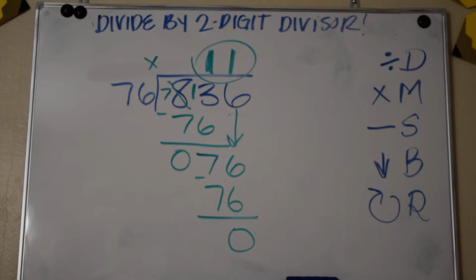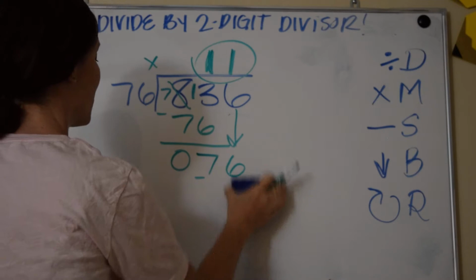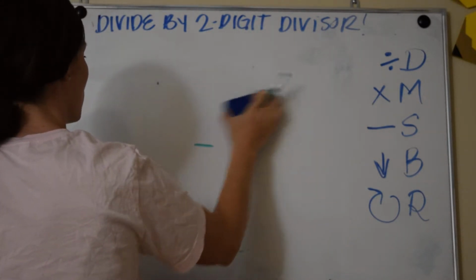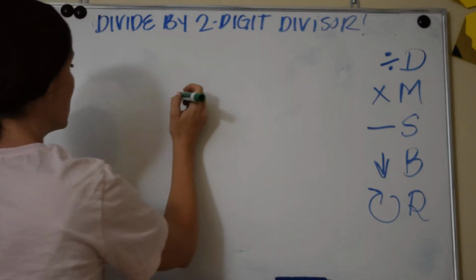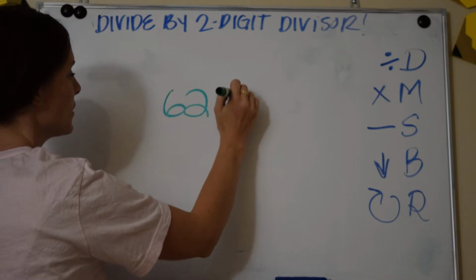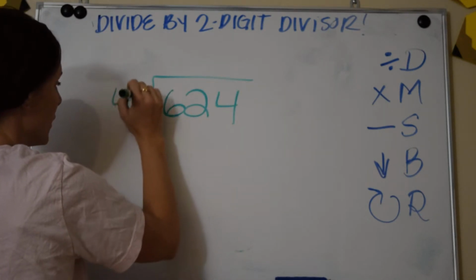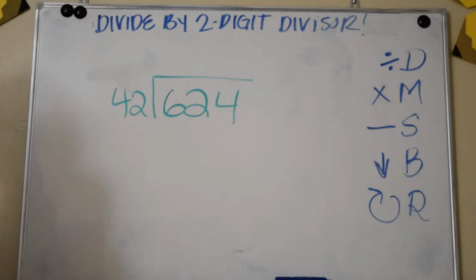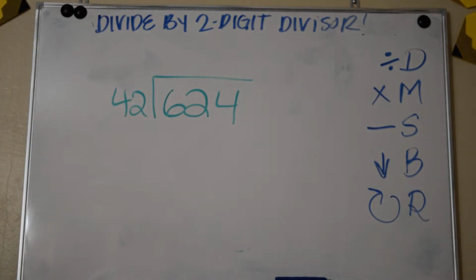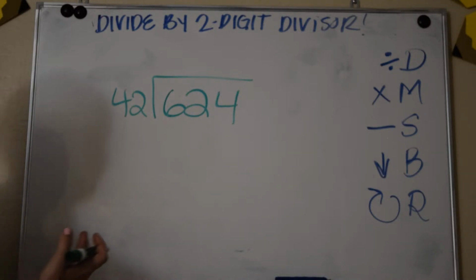We're going to do 624 divided by 42. So this is going to give us an example with a remainder, because even if we get remainders, that's okay. It's still going to go through the same steps.